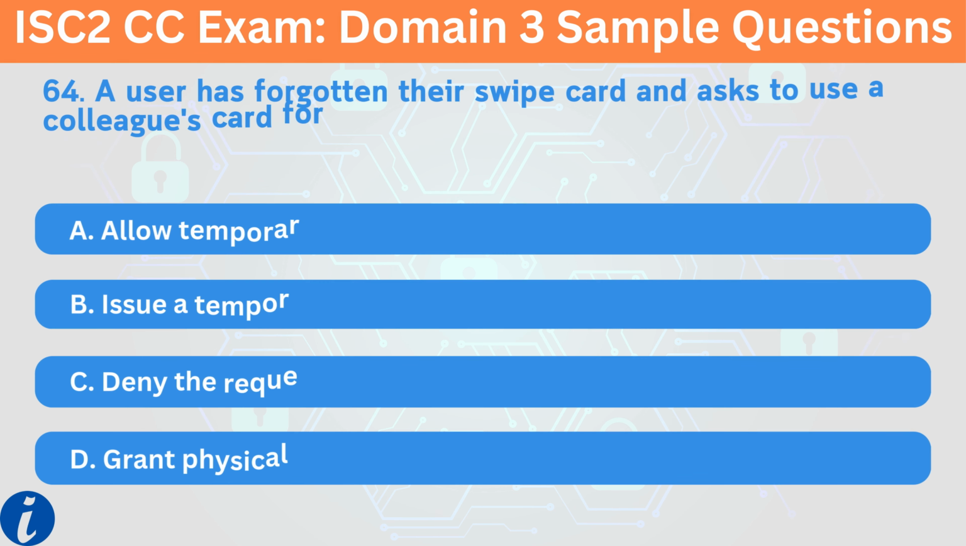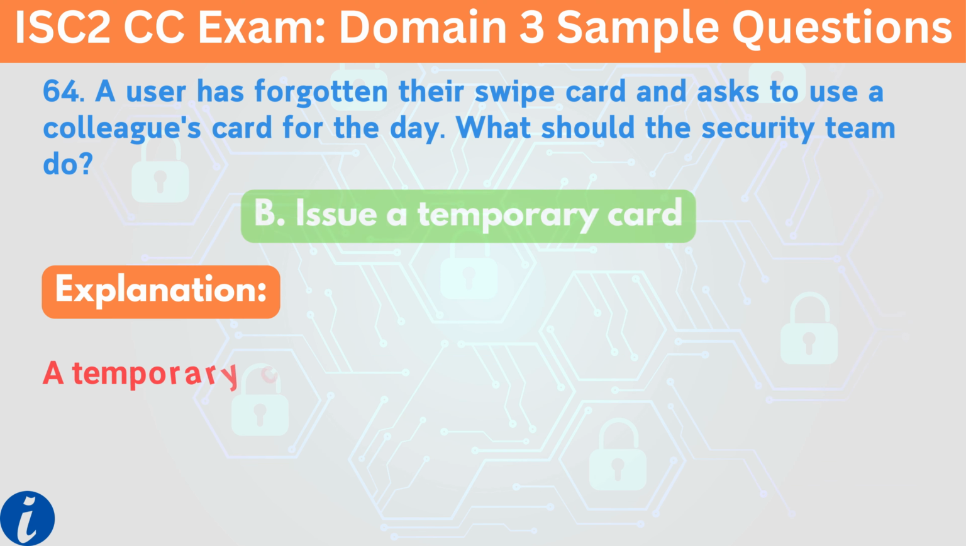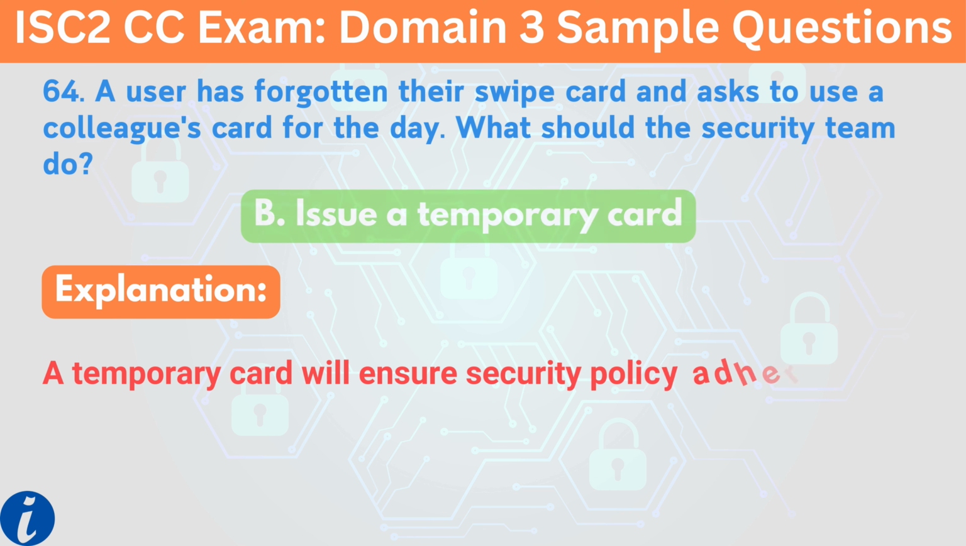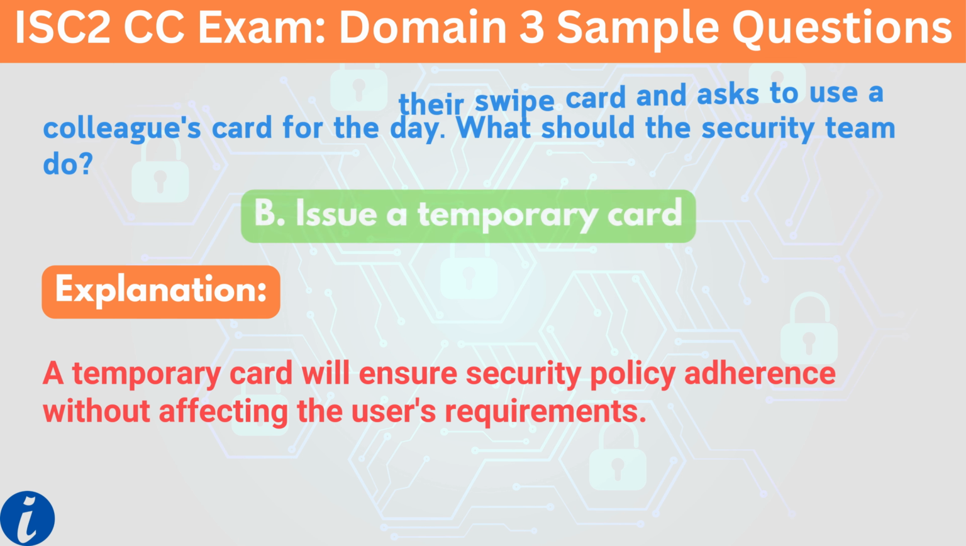64. A user has forgotten their swipe card and asks to use a colleague's card for the day. What should the security team do? A. Allow temporary sharing. B. Issue a temporary card. C. Deny the request and report the incident. D. Grant physical access without a card. The correct answer is B. Issue a temporary card. Explanation: A temporary card will ensure security policy adherence without affecting the user's requirements.